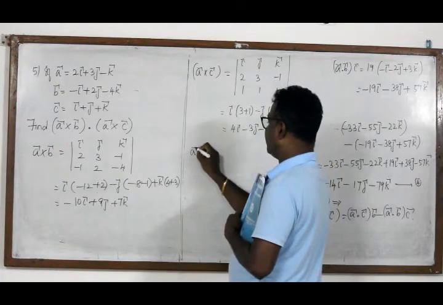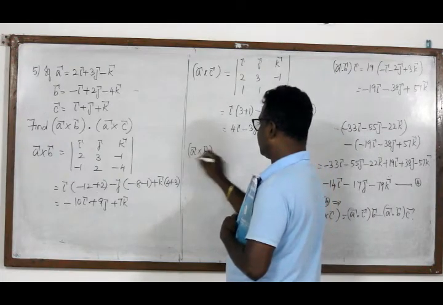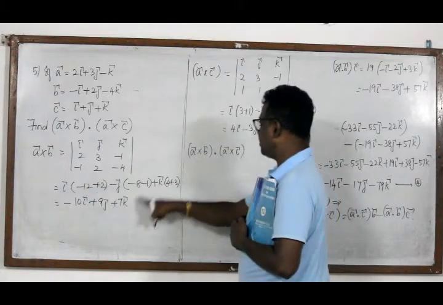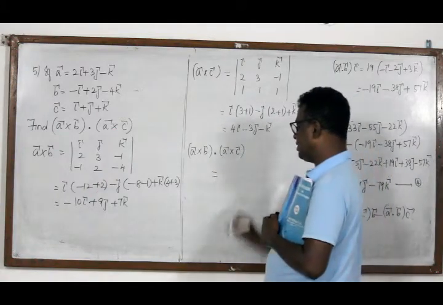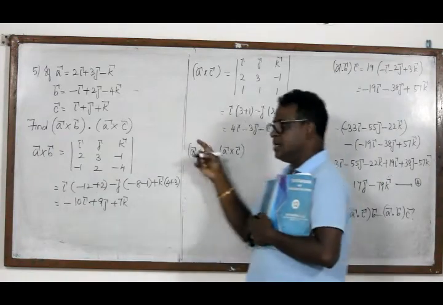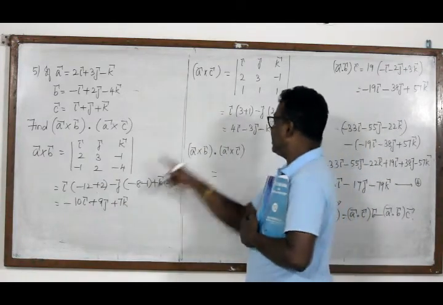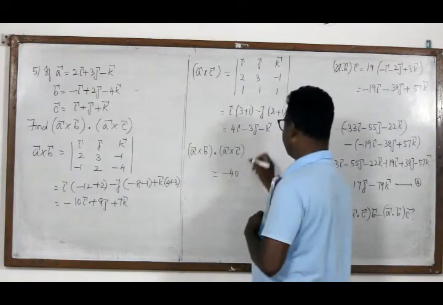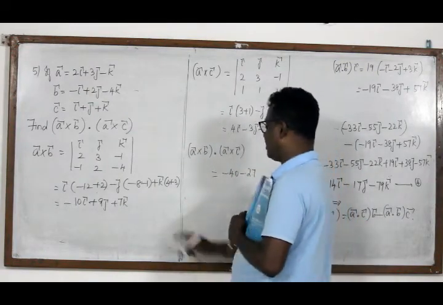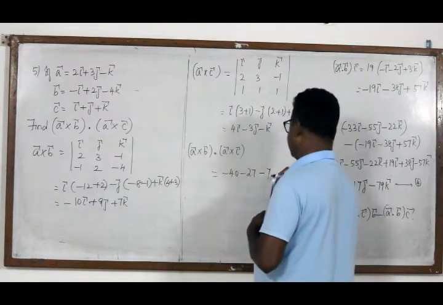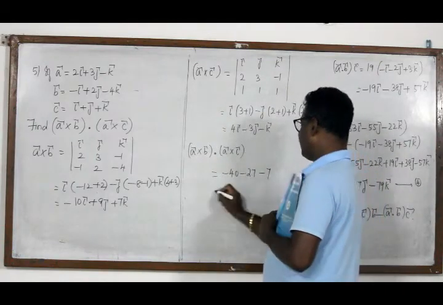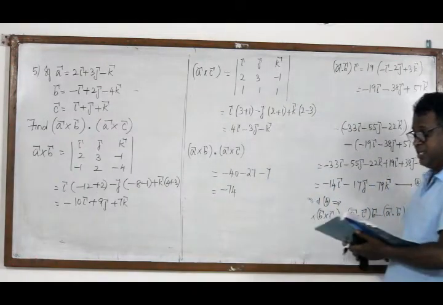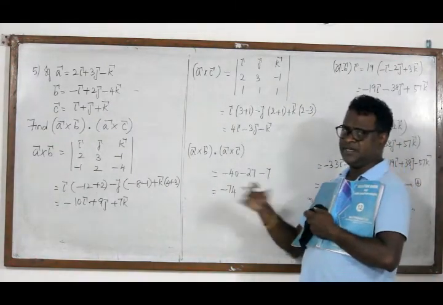Now I have to find A cross B dot A cross C. That means dot product between these two vectors. Dot product means just the multiplication of components. So minus 10 into 4 is minus 40, plus 9 into minus 3 is minus 27, minus 7. 27, 34, so the answer is minus 74. This is one way of doing a problem, and this method will always be an easy method.